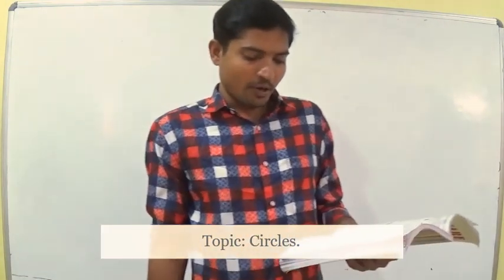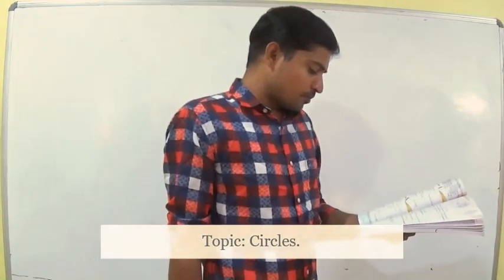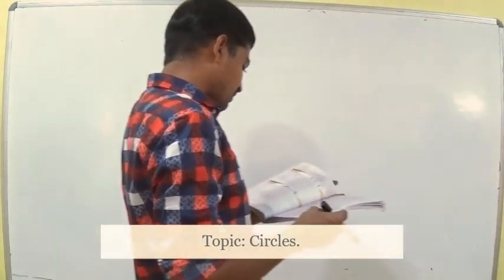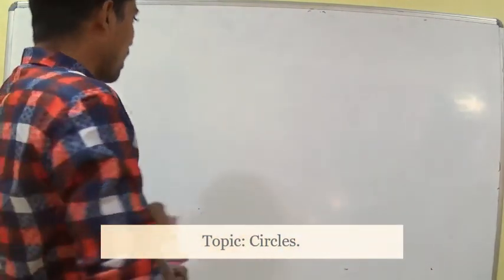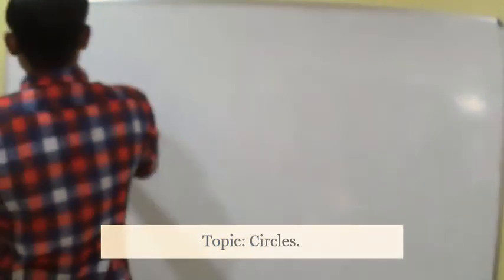The equation of the chord joining the points alpha and beta on the circle x square plus y square equal to r square is x cos of (alpha plus beta) by 2 plus y sin of (alpha plus beta) by 2 is equal to r cos of (alpha minus beta) by 2.